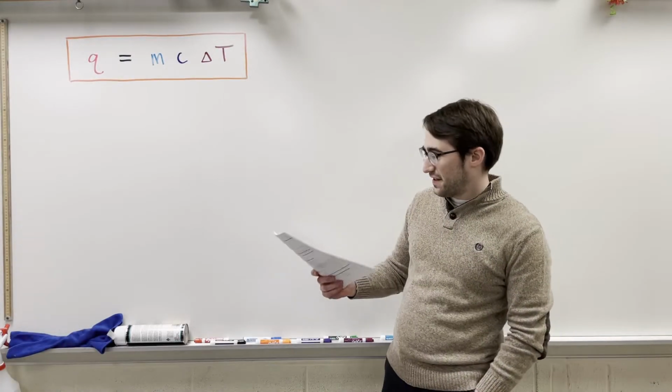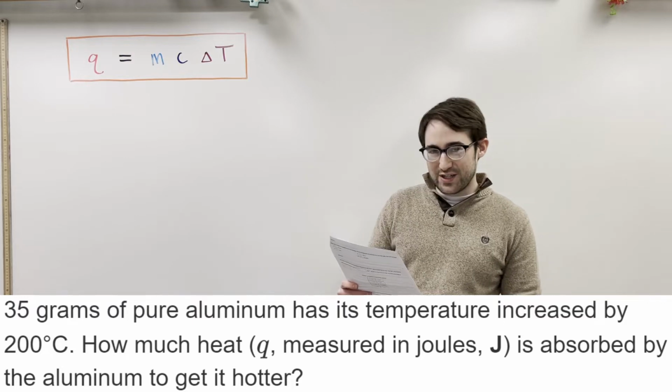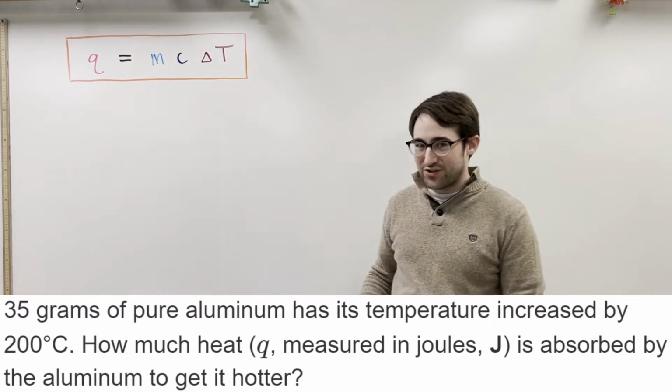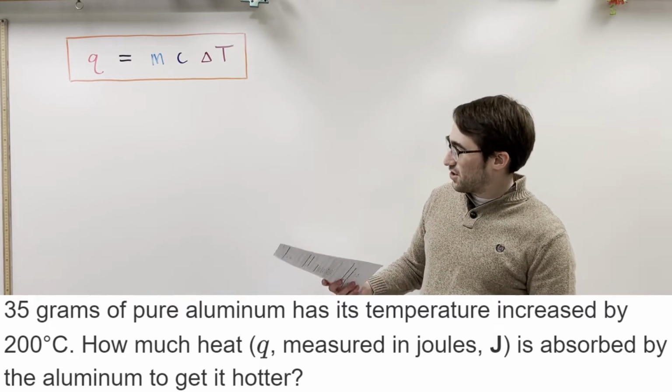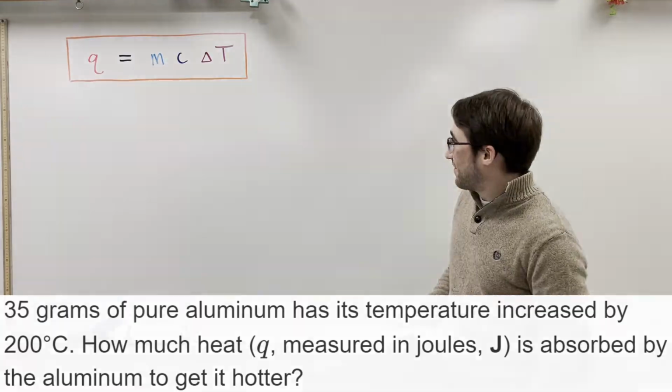Okay, in this first example, 35 grams of pure aluminum has its temperature increased by 200 degrees Celsius. How much heat, which is Q, measured in joules, big J, is absorbed by the aluminum to get it that hot, to get it hotter?